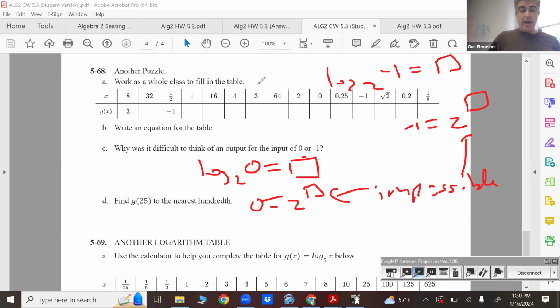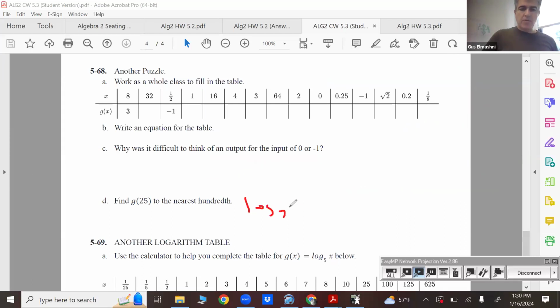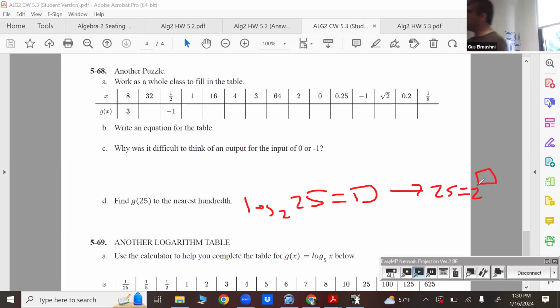If I were to plug in 25, what would happen there? So log base 2 of 25 equals a box. So 25 equals 2 to some box. What would it raise 2 to? Or what would it get close to, right? Or in between what two whole numbers, I guess. That's the question. In between what two whole numbers would that be?